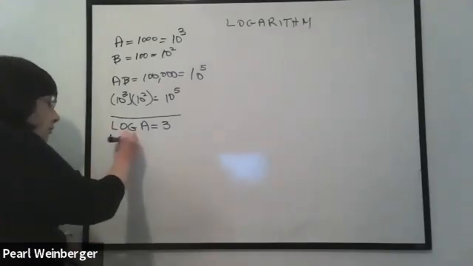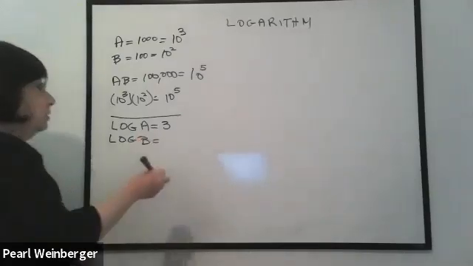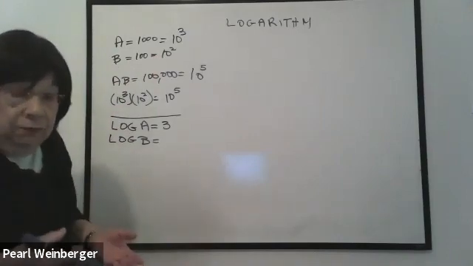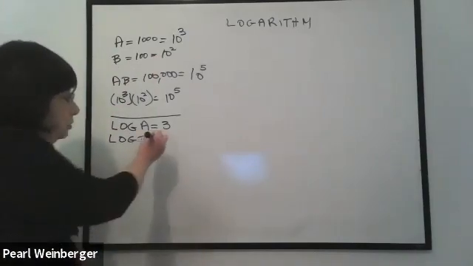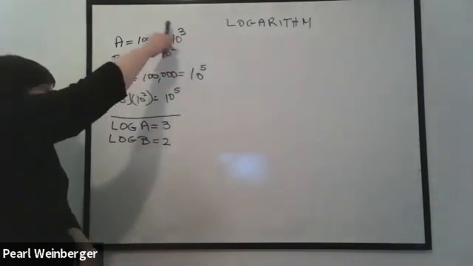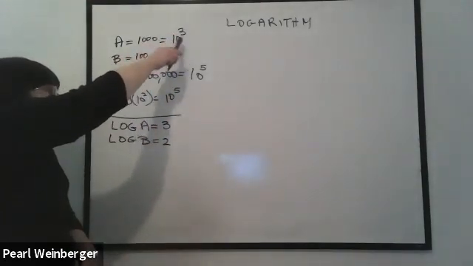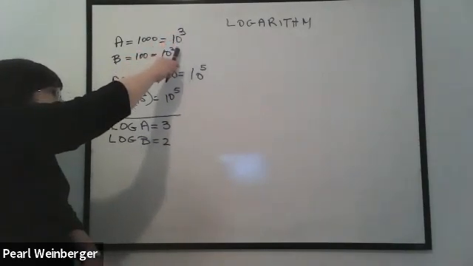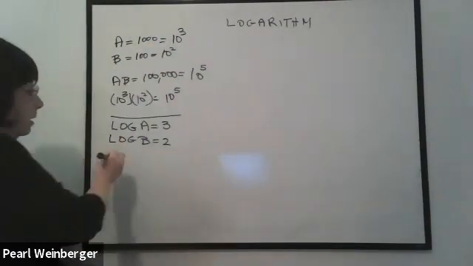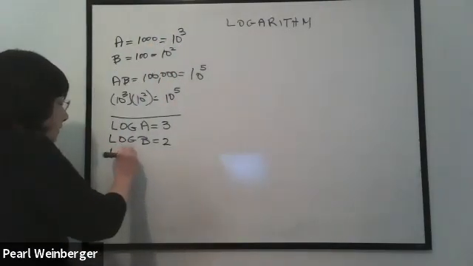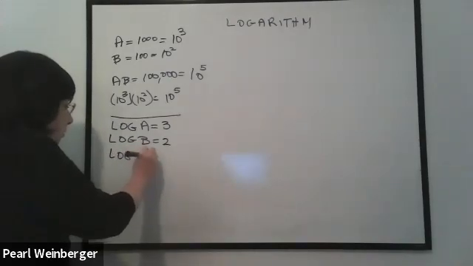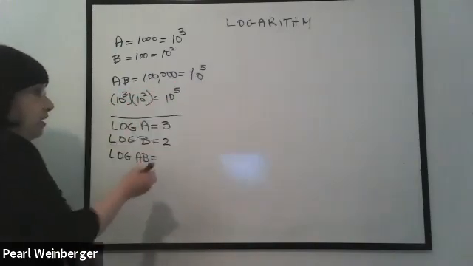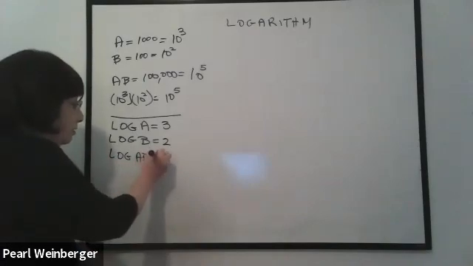Similarly, the log of B is 2, because B is 100, and the exponent that you put on 10 to get 100 is 2. In other words, by writing this in exponential form, I can see what the logs are very easily. The log of 10 cubed is 3, the log of 10 squared is 2. So what is the log of AB? Well, we know that AB is 100,000, which is 10 to the fifth, so its log is 5.